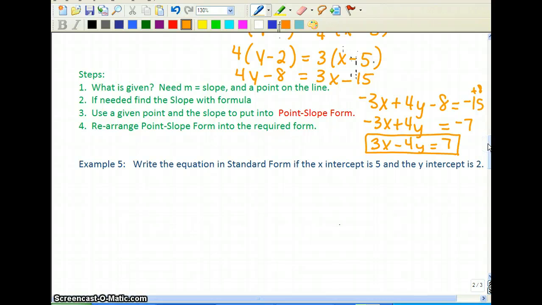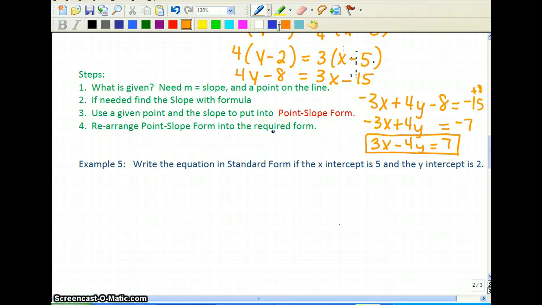So what steps do you need to do? You first want to know what's given every time. If you don't know what's given, then you can't figure out what you need. We always need the slope, and then we need a point on the line. And then we can put it in this point slope form. If you need the slope, use the slope formula. Use the given point and that slope that you found and put it in point slope form. Then you need to rearrange that form into whatever is required, either standard or slope intercept.